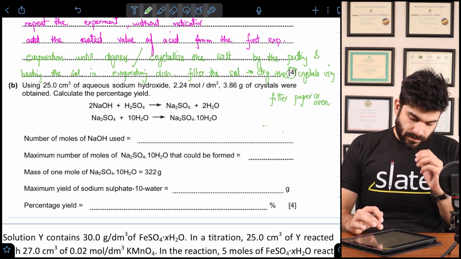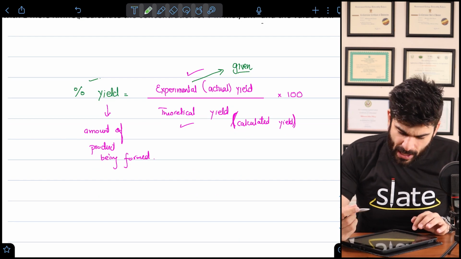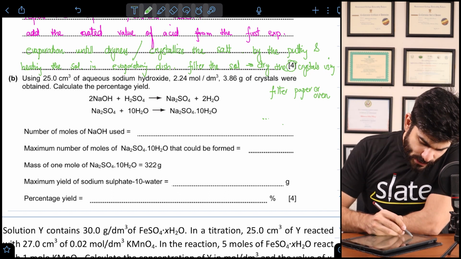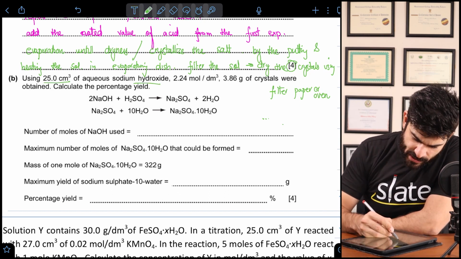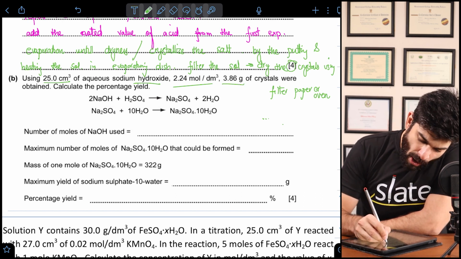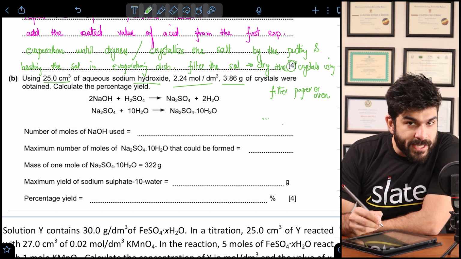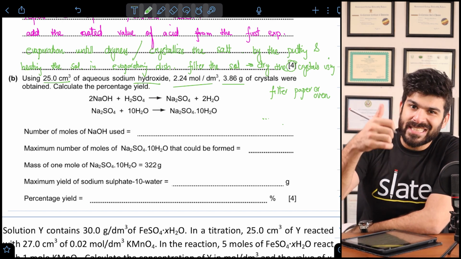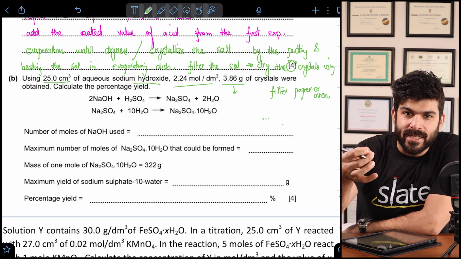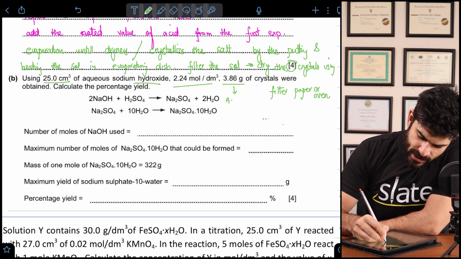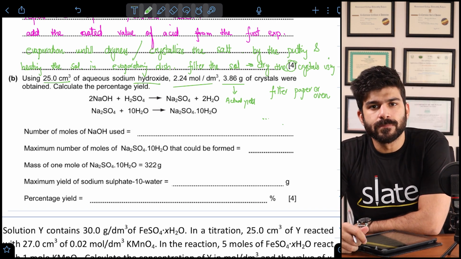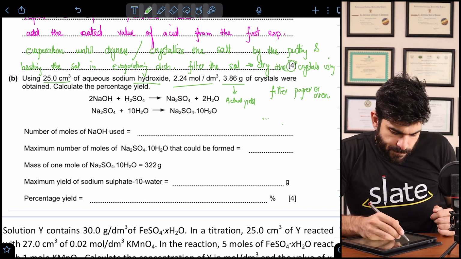Now, as we talked about the percentage yield formula, actual yield over theoretical yield, let's see what the question is about. Using 25 cm³ of aqueous sodium hydroxide, 2.24 mol per dm³, 3.86 grams of crystals were obtained. So students, as I said, it's given. They've told you that this was actually obtained. This was the actual value, so this is the actual yield. Calculate the percentage yield.